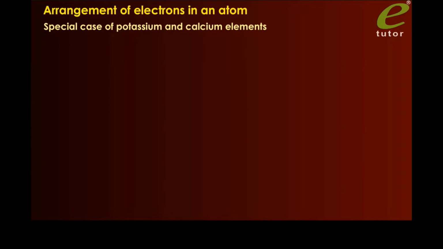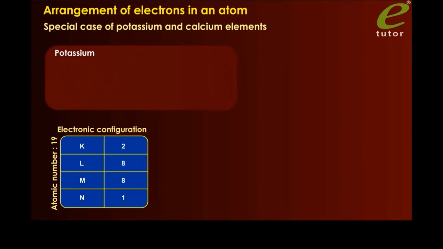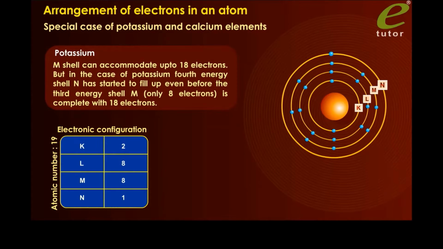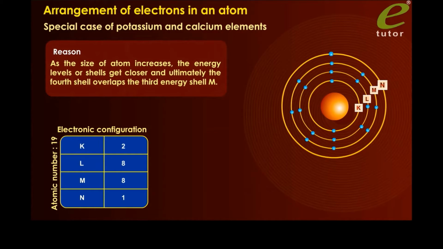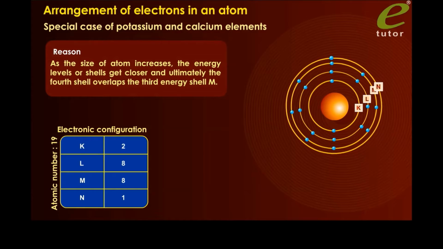Special case of potassium and calcium elements. Potassium: M shell can accommodate up to 18 electrons. But in the case of potassium, the fourth energy shell, N, has started to fill up even before the third energy shell, M, is complete with 18 electrons; only 8 electrons are present. Reason: as the size of the atom increases, the energy levels or shells get closer and ultimately the fourth shell overlaps the third energy shell, M.